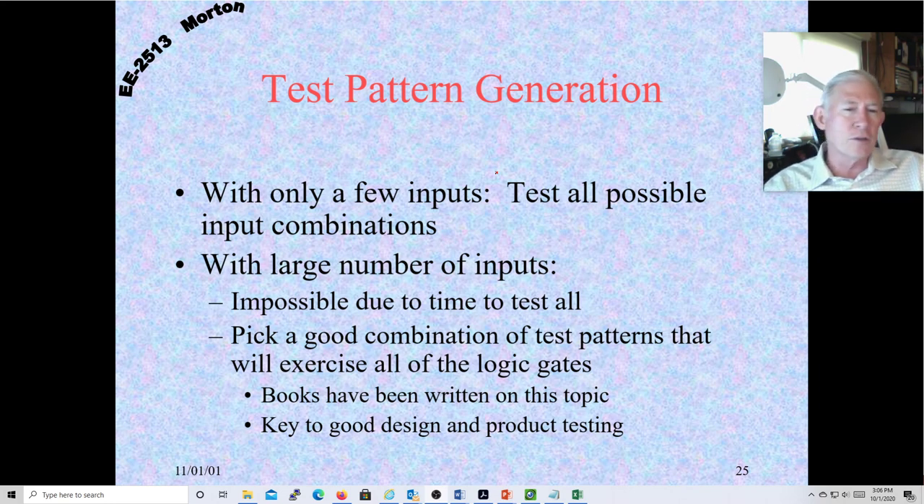There's a tremendous amount of work that's been done, but it's very difficult to exhaustively test anything. So a lot of times what we're trying to do is to come up with a good representative test. There are lots of rules and guidelines for this, which are way beyond the scope of this course. But picking that good combination of test patterns is really a critical skill.